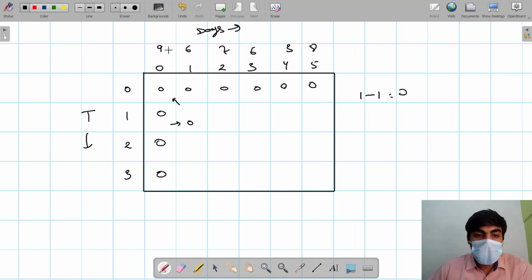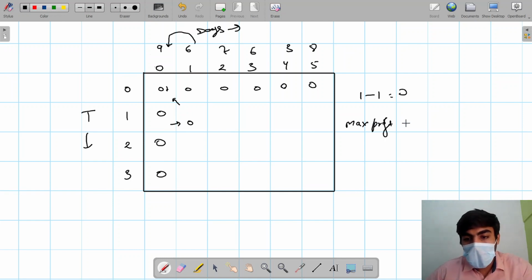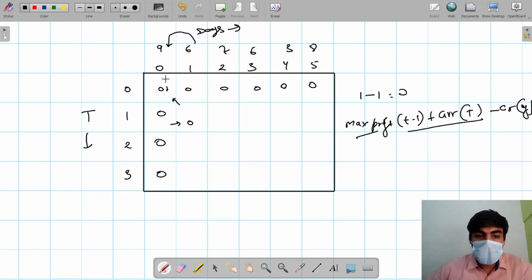How are we checking for that? By subtracting yesterday's price from today's price. So 6 minus 3, and we are also adding, as I am writing here: max profit of transactions minus 1 plus ARR of today price minus ARR of yesterday price. So 0 plus minus 3, we get minus 3. Which one is greater? We are finding the maximum between these values. So 0 is greater. We are putting 0 here.